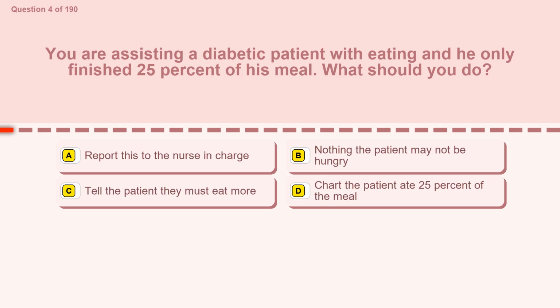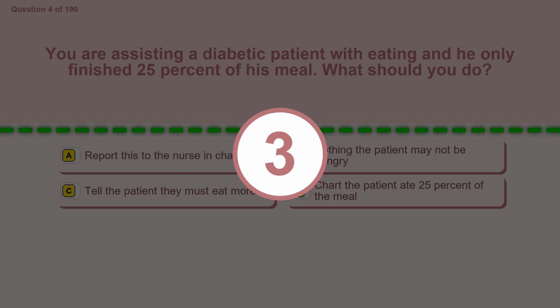Question 4. You are assisting a diabetic patient with eating and he only finished 25% of his meal. What should you do? Option A. Report this to the nurse in charge. Option B. Nothing, the patient may not be hungry. Option C. Tell the patient they must eat more. Option D. Chart the patient ate 25% of the meal.